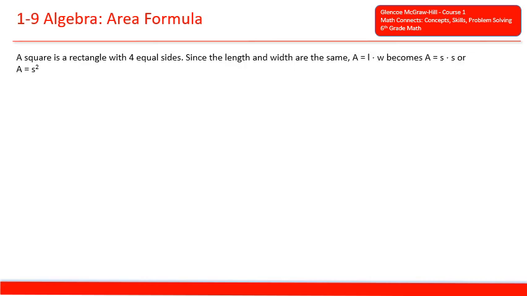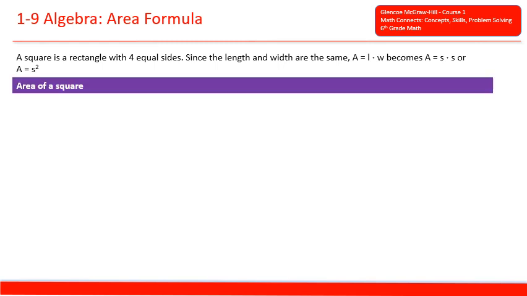A square is a rectangle with 4 equal sides. Since the length and width are the same, A equals L times W becomes A equals S times S, or A equals S squared. So in words, the area of a square is the length of a side squared, because all sides are equal, right? Then the formula is area equals S squared. That's just another way of saying area equals length times width.